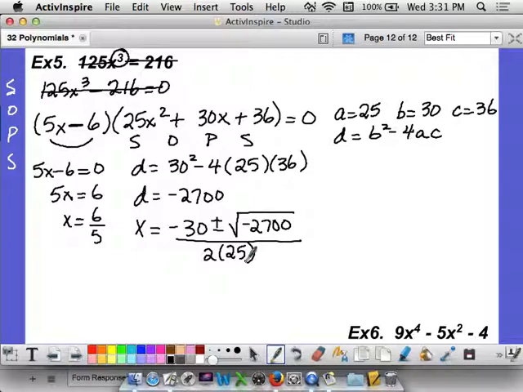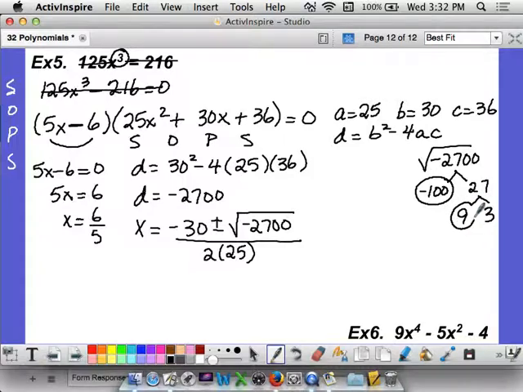So here I'm going to go over to the side. I need to find the square root of negative 2,700. I'm looking for perfect squares. Well, the 100 is a giveaway, so that's negative 100 times 27. I know that square root. What is a factor of 27 that is a perfect square? That's 9 times 3. So the square root is 10i times 3, which is 30i square roots of 3.